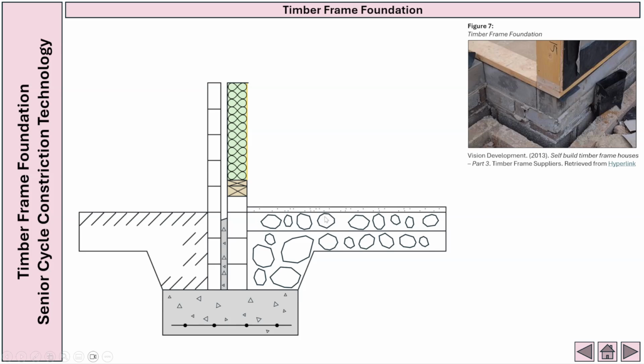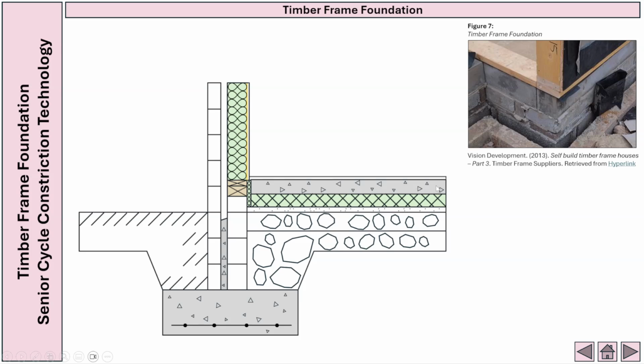On top of our hardcore, we have got our sand blinding. On top of the sand blinding, we have our 30 insulation, and then we have our 100 insulation on top of our sand blinding, followed by our 150 concrete subfloor. On top of our concrete subfloor sits our 25 flooring, and then on the inside we have got our 12 render, and on the exterior we also have our 18 render.